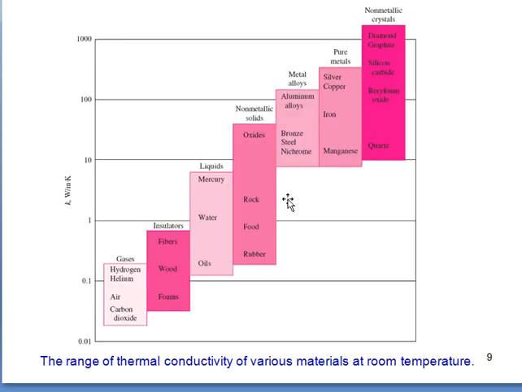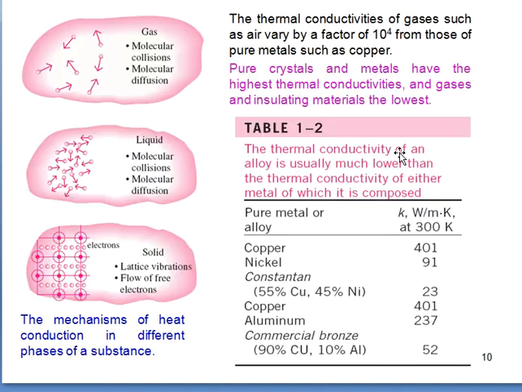Then come oxides and rocks and some other materials, then metals such as aluminum and bronze, then silver, iron and manganese, diamond, graphite, silicon, beryllium oxide and quartz. These have the highest thermal conductivity. This shows the variation of thermal conductivity at room temperature for the different materials.